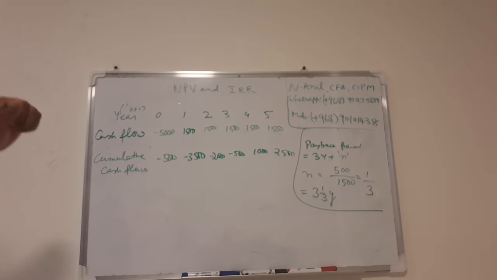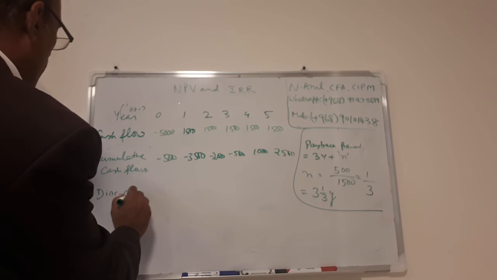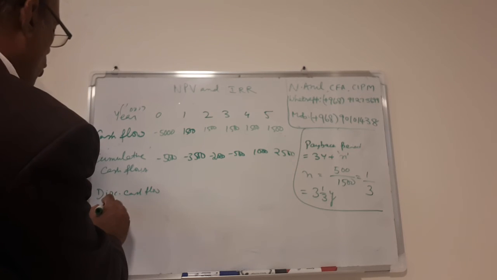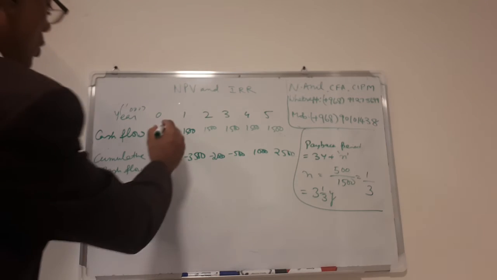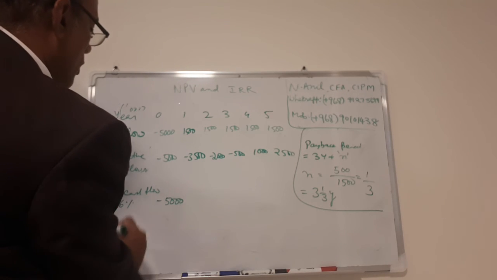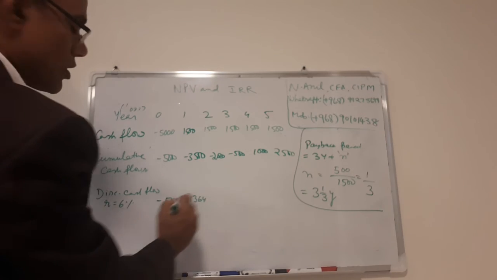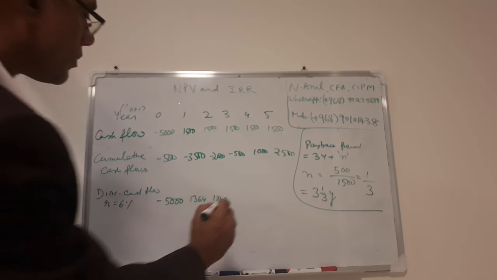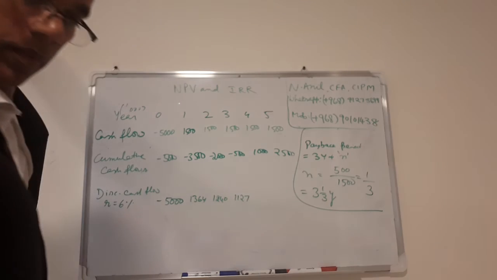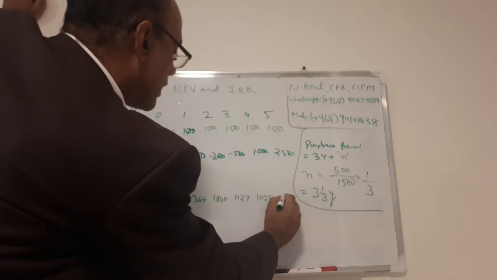But if you take the discounted cash flow, say at a particular rate of return, maybe at the rate of 6% or 7%, it comes like this. So this will not change because it is period 0. This 1500, when you discount, it comes smaller, 1364, and this, over 2 periods, will be even smaller. This will be 1127, this will be 1025, and this is 931.